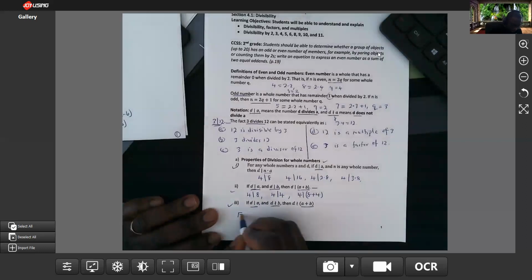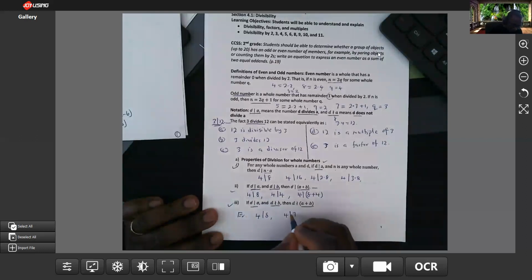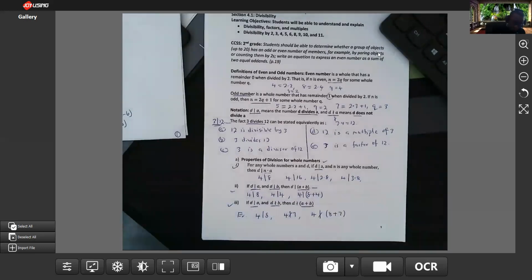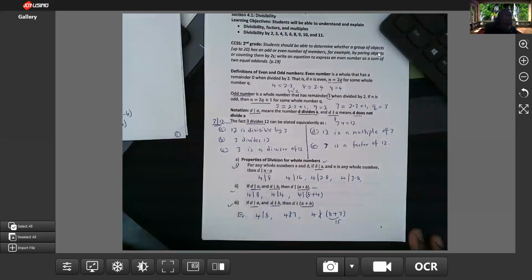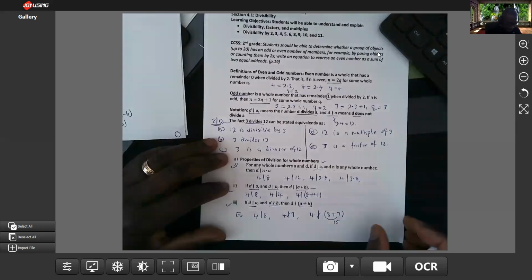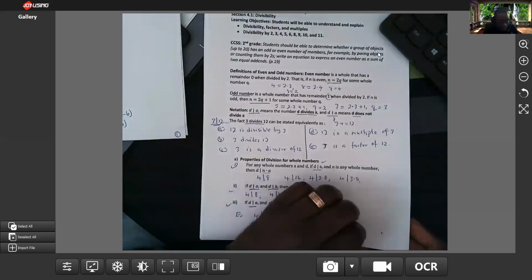Example, say we know that 4 divides 8. That is true, but we also know that 4 does not divide 7. So of course 4 will not divide 8 plus 7. Of course we know that 4 does not divide 15, because if you add this, you get 15. All right, so those are properties 1, 2, and 3 when it comes to division of whole numbers.